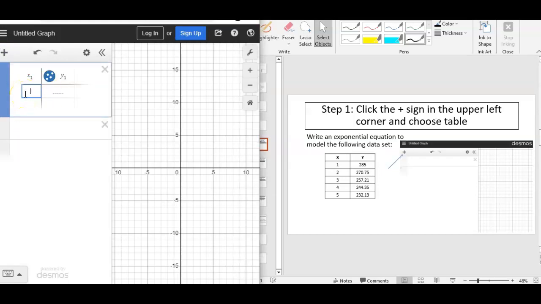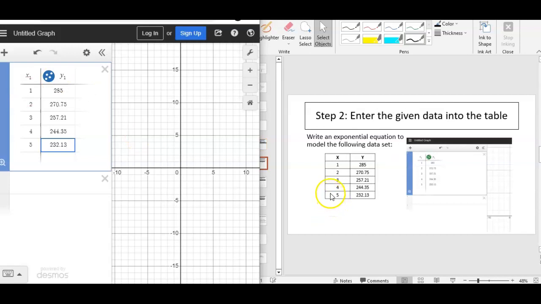So let's try practicing with this data set given here. So in X, we're going to do 1, 2, 3, 4, 5. And then in Y, we're going to enter these Y values, 285, 270.75, 257.21, 244.35, and 232.13.